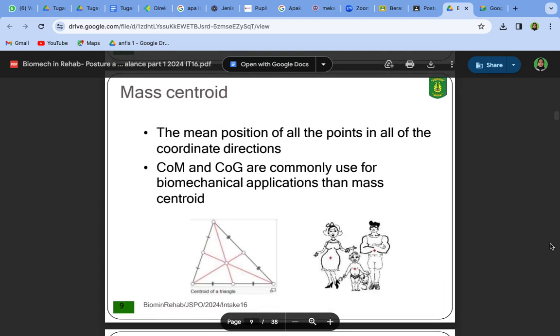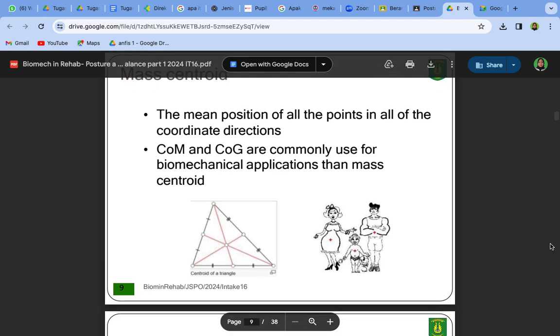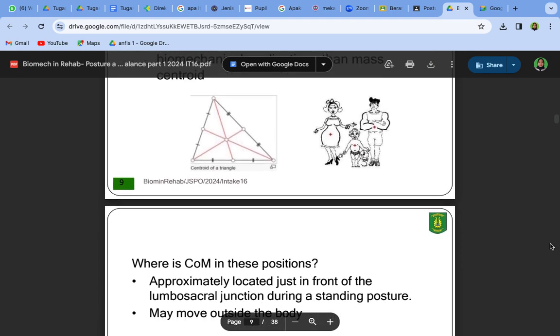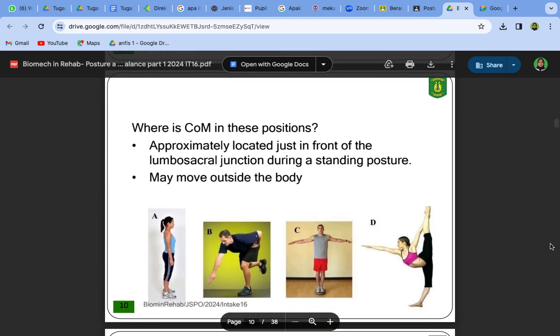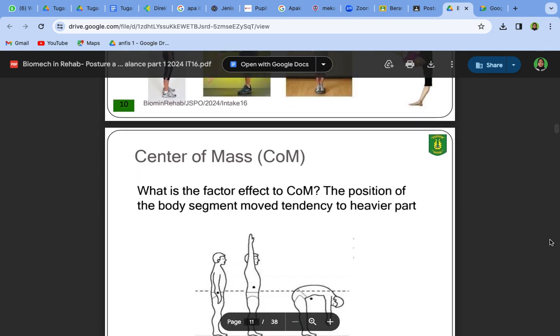Here there is the mass centroid, the mean position of all the points in all the coordinate directions. COM and COG are more commonly used for biomechanical applications than mass centroid. Where is the COM in position? It is approximately located just in front of the lumbosacral junction during a standing posture. It may move outside the body.